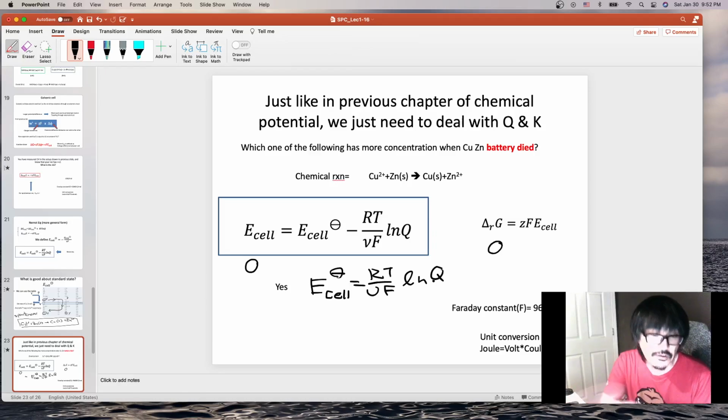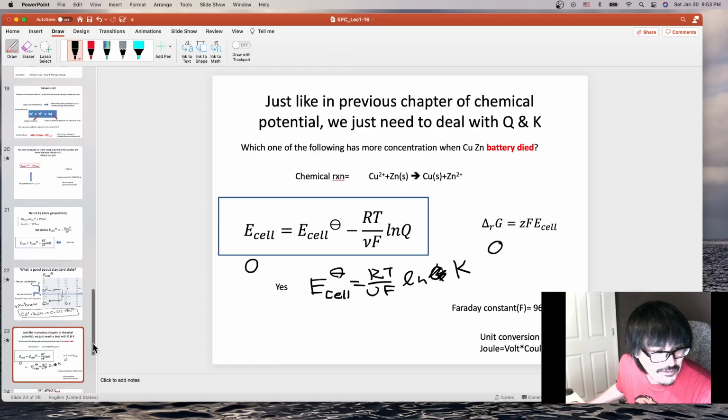That's how you kill the batteries. If you wait long enough, then the reactant becomes product in sufficient concentration that it will become this ultimate Q, which, by the way, is called K, the equilibrium constant. So yeah, that's how you make the battery die.